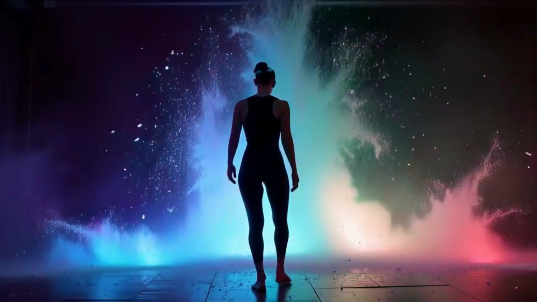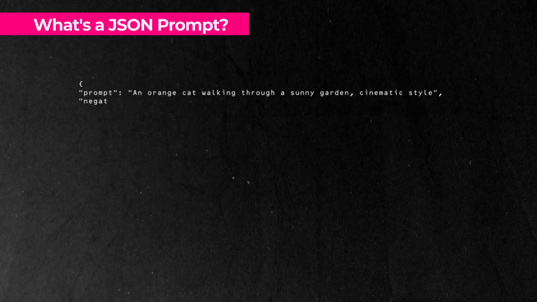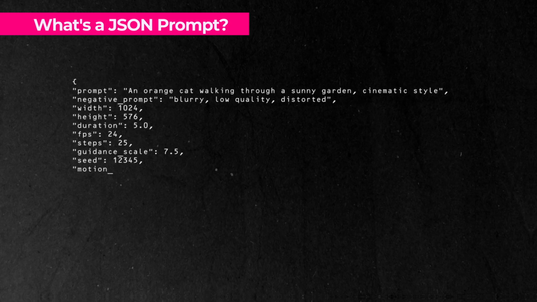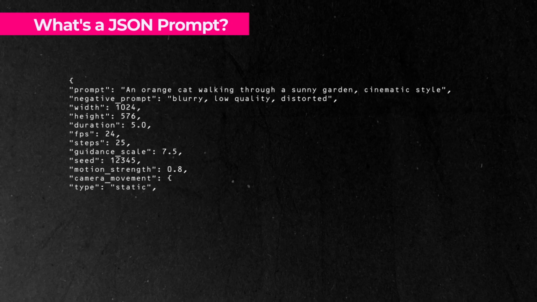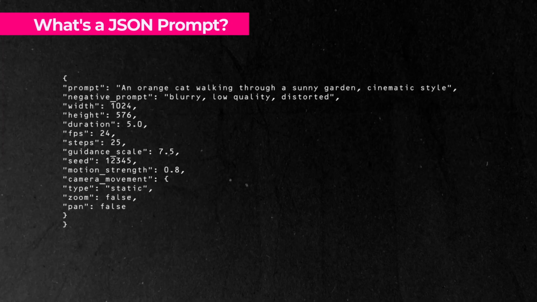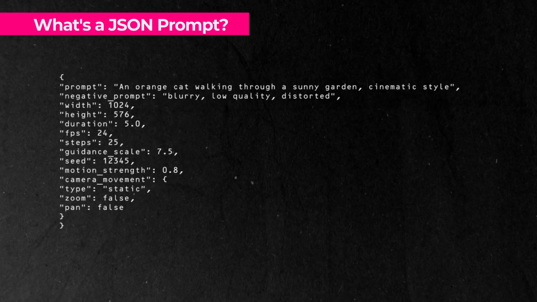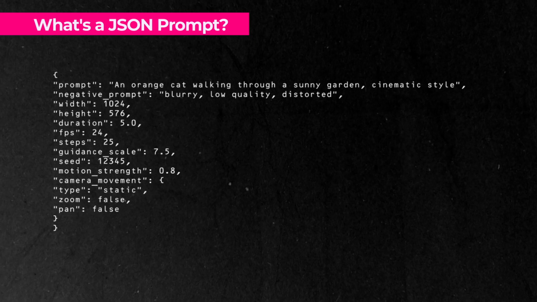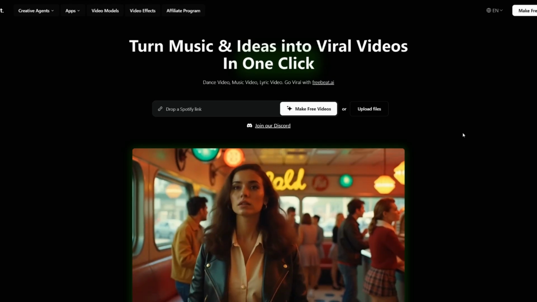Well, to start, let's see what JSON prompts are. JSON prompts are data structures that allow us to define exactly how we want our video to be. Instead of using only descriptive text, we can specify parameters like duration, visual style, camera movements, and much more. The advantage is that we get much more consistent and controlled results.